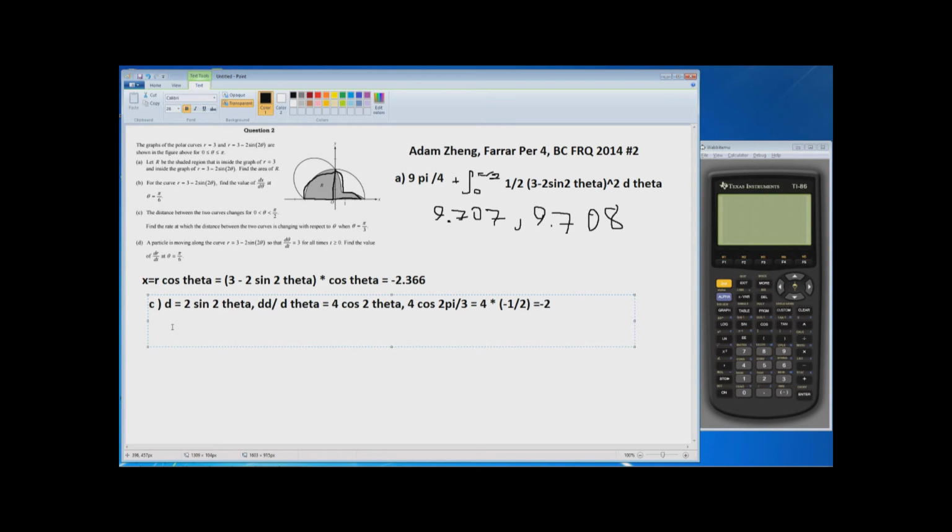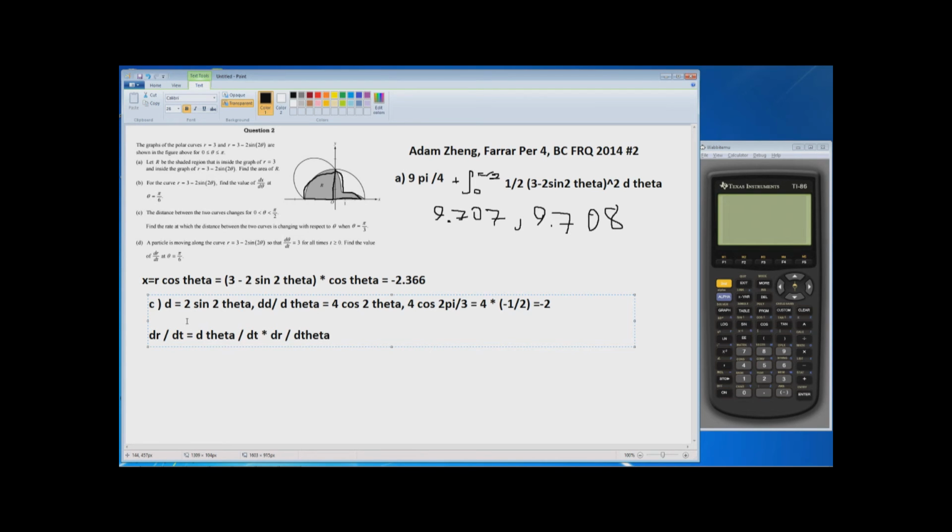Okay, now we move on to part D. So a particle is moving along the curve, the weird one, and we have d theta dt equals 3, and we want dr dt at theta equals pi over 6. Okay, so because we have two different derivatives, this is a huge hint at the chain rule. So let's find dr dt in terms of d theta dt. What do we multiply d theta dt by to get dr dt? We multiply it by dr d theta.